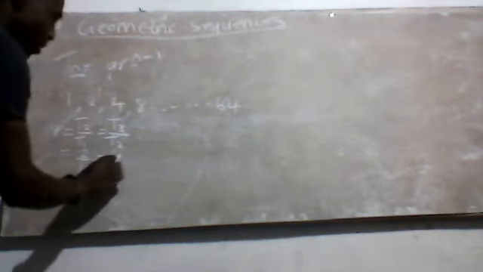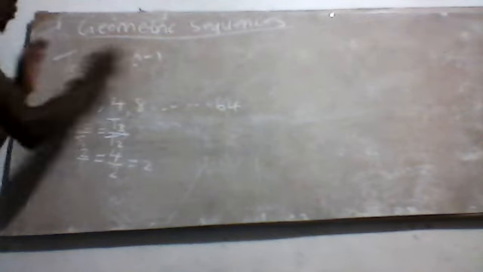It is a ratio. So if I were to calculate T2 over T1, which is 1, it must be the same as T3 over T2. So 2 divided by 1 is actually 2, guys, and 4 divided by 2 is actually 2. So that is what we are saying in the geometric sequence. We have a common ratio, guys.